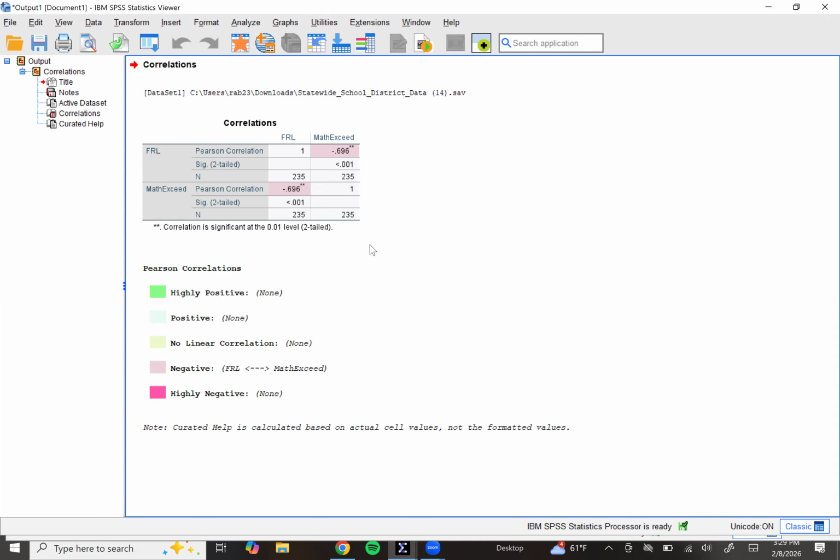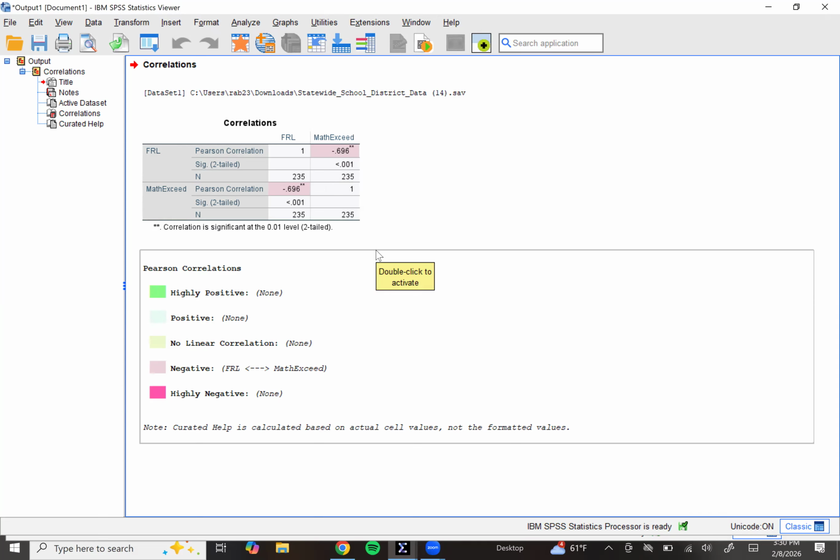And as we can see, there is a strong correlation. It's a negative one at negative 0.696. And we can see that the significance is less than 0.001. So there we've ruled out the null hypothesis that there is no significant relationship between free and reduced lunch and scoring exceedingly high in math.